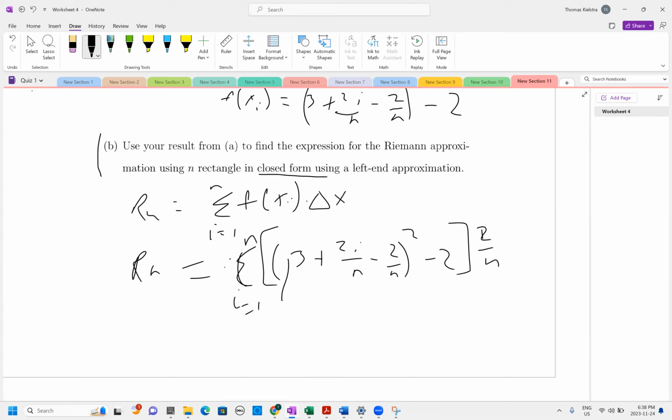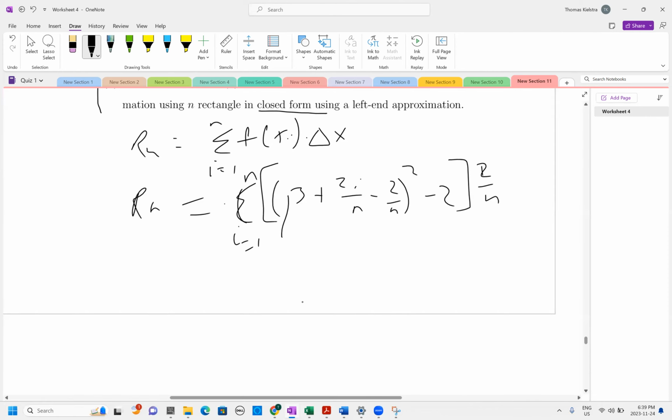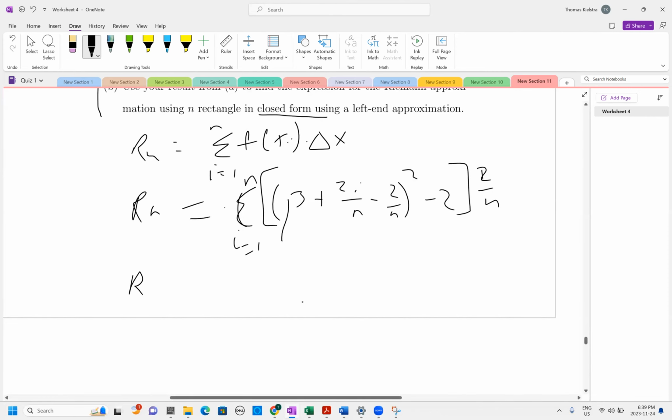So now we do need to expand this square term and expand everything out so that we can implement our closed form, which will be slightly a pain. We have to be very careful when we do this, but it's not too bad. It's going to be a lot of just manipulations.